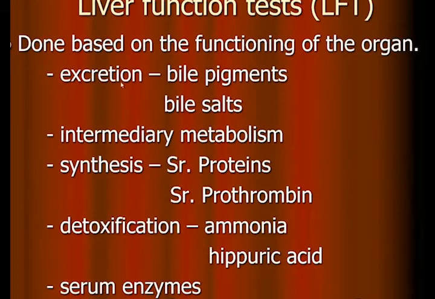Under excretion, it will excrete the bile pigments and bile salts from the body. Bile pigments and bile salts will be excreted through urine and stools. And intermediary metabolism: some metabolic activities are taking place, like galactose metabolism, lipid metabolism. Some metabolic activities are taking place in the liver, intermediary metabolism.